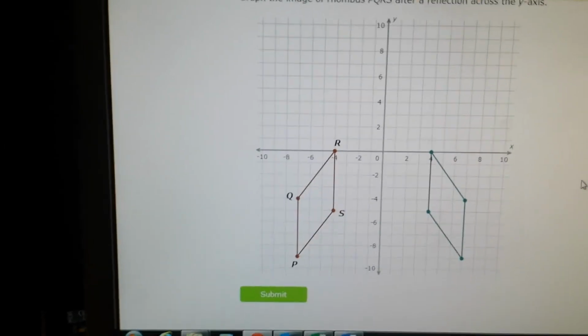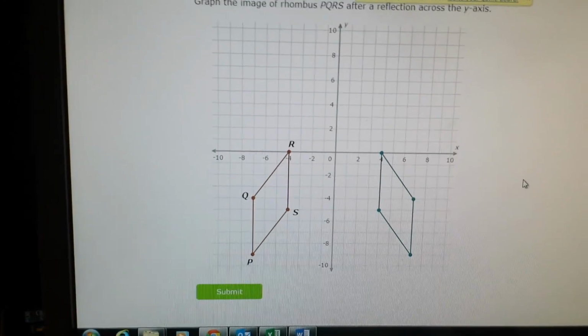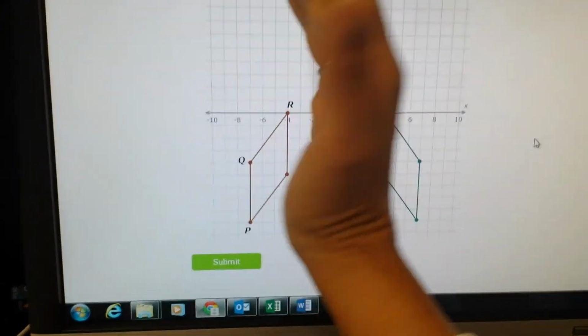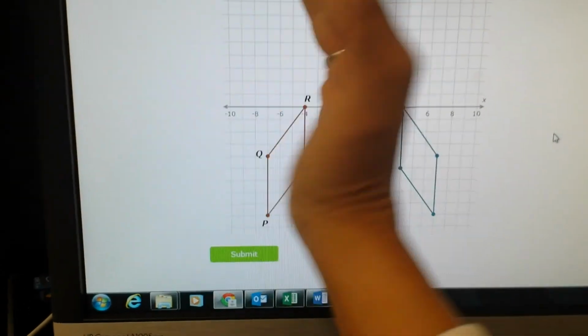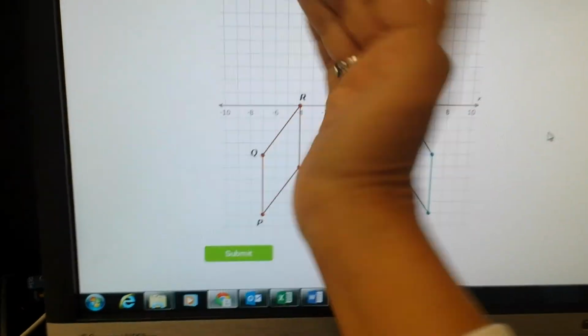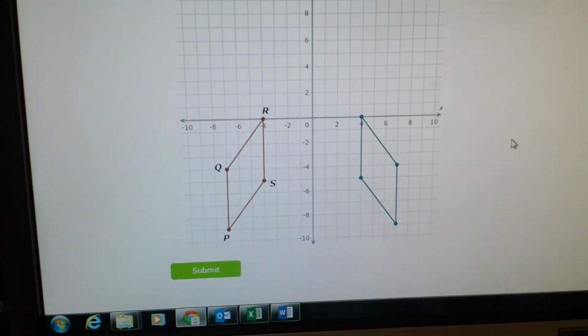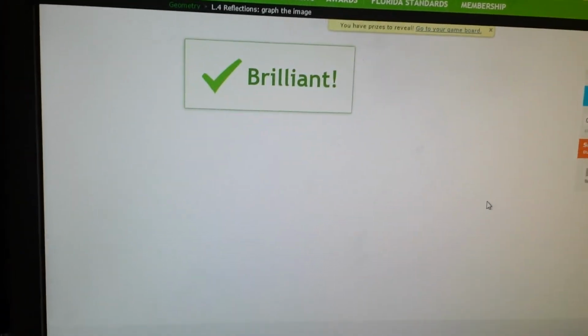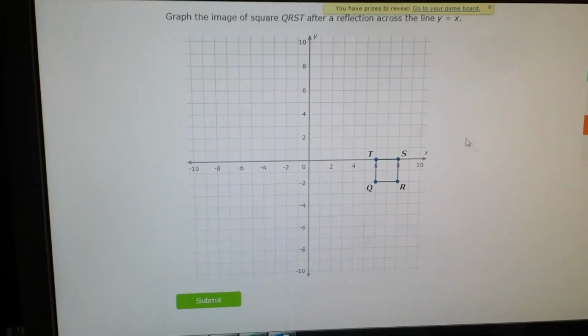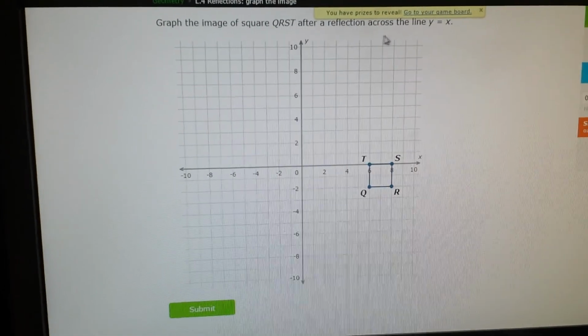Alright, now look at the shape. It's going to look a little funny. It's not exactly like the translation, but it's going to look like you flipped it over. Does it look like if you fold the screen, it would fold in place? Then if it does, you're good. So you just press enter. Excellent. All right, so now you're going to do a reflection across the line y equals x.